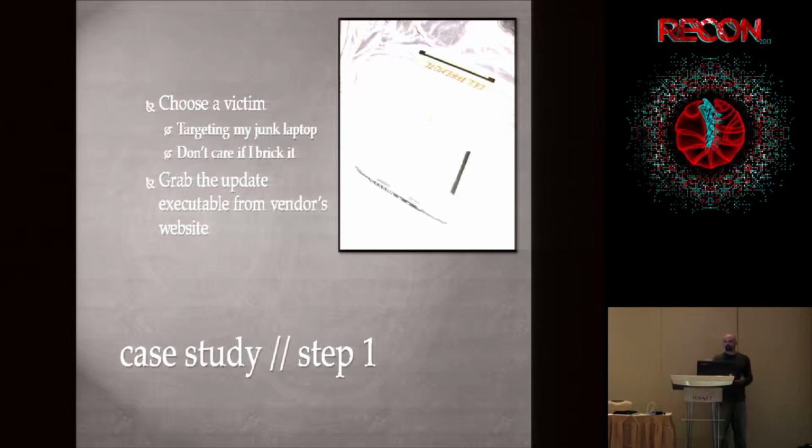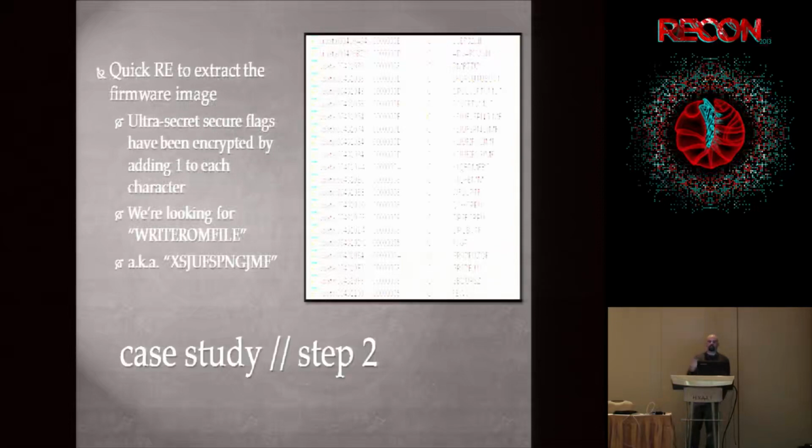So I found this thing sitting in my closet, held together by duct tape and thumbtacks. I really don't care if I brick this thing. So the first step is to choose that and grab a BIOS update from the vendor's website. Once you download the BIOS update, it's just an exe. So with quick RE, you can extract the firmware image. What you see when you open up this exe is a bunch of strange little strings. They're basically their attempt at obfuscation to hide the command line arguments for this.